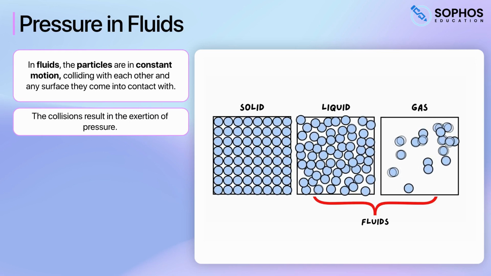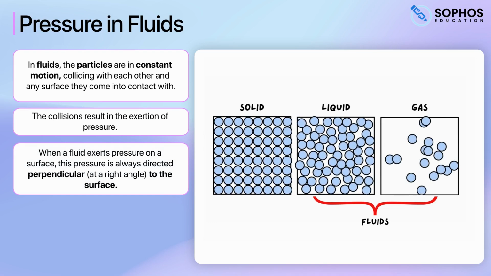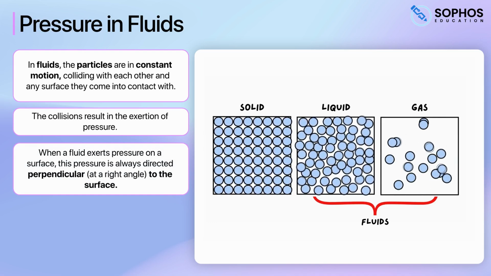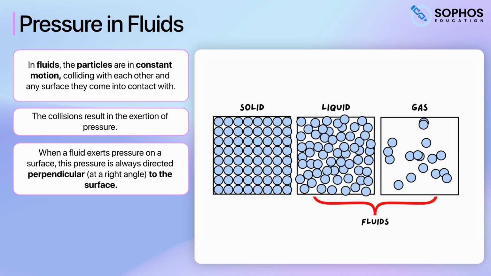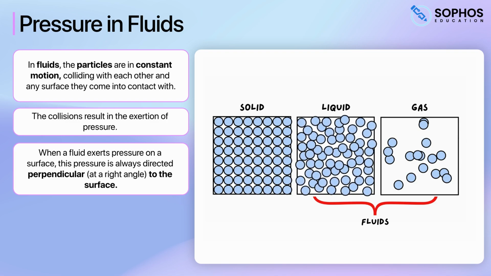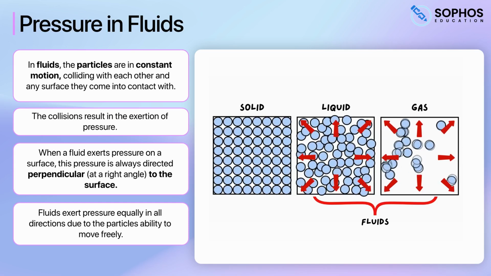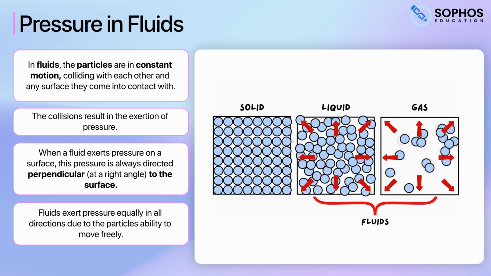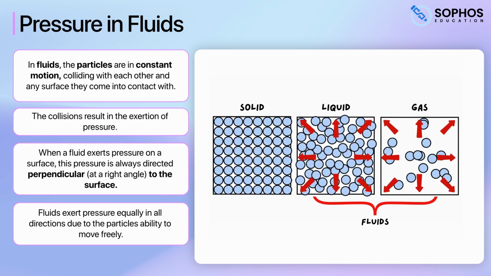When a fluid exerts pressure on a surface, this pressure is always directed perpendicular to the surface. This means that the force due to pressure acts at right angles to the surface it encounters. Additionally, unlike solids, in which forces often act in specific directions, fluids exert pressure equally in all directions. This is due to the fluid's nature, where particles are free to move around and distribute forces uniformly.